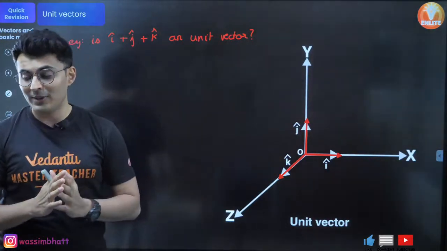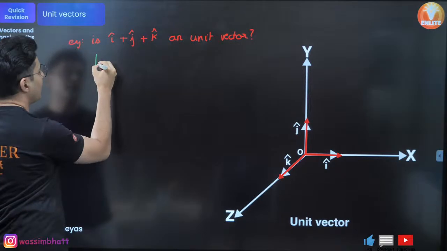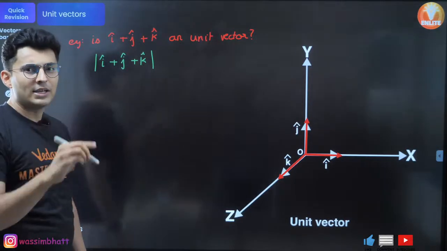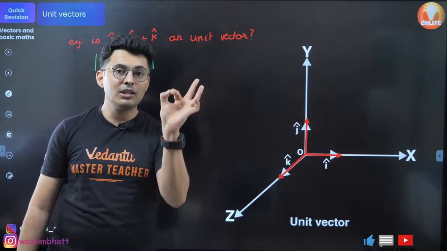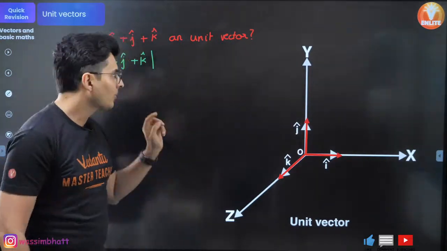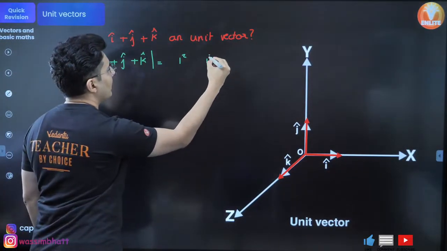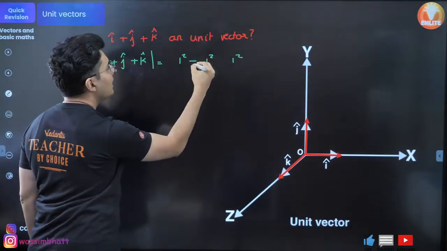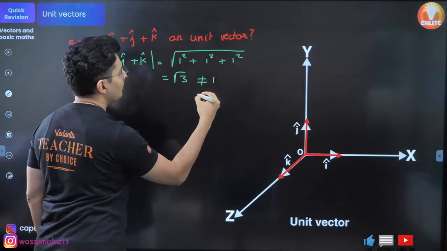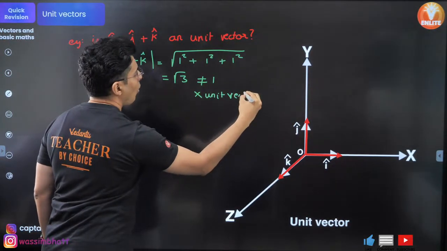And why is it not a unit vector? Think about it. You should always check the magnitude. So check the magnitude of i cap plus j cap plus k cap. Now how do you check the magnitude? Remember, the squares of the coefficients should be added and put under the root. i cap's coefficient is 1, j cap's coefficient is 1, k cap's coefficient is 1. Square them, add them and put it under the root. So it will be root 3, which is definitely not 1, hence it is not a unit vector.